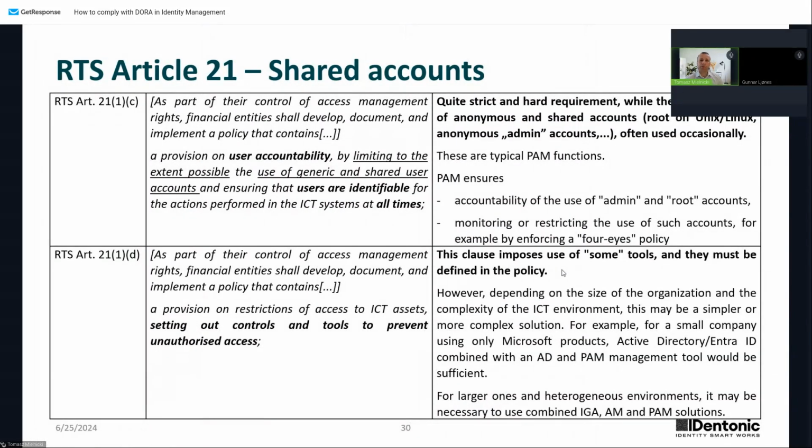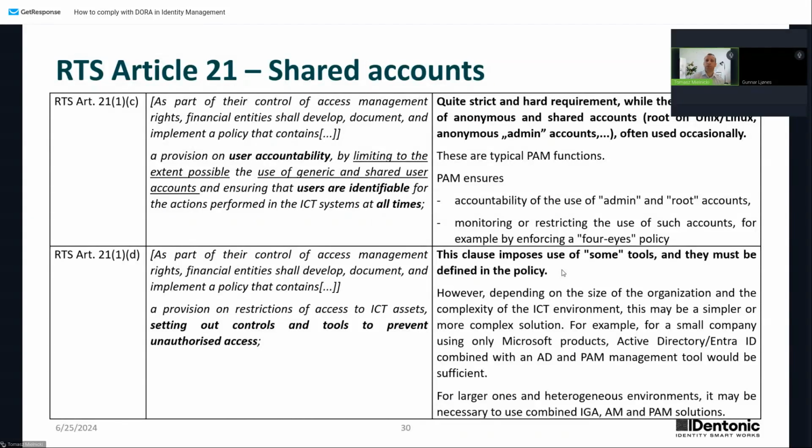Then Article 21, a very important one. It speaks about shared accounts. It mandates user accountability. That's what I said already. Like limiting, to the extent possible, the use of generic and shared user accounts. So you should avoid accounts which are shared, like login admin, used by many people. But sometimes it's not possible. So how to manage this? You strictly need to have means of accountability for all shared accounts.